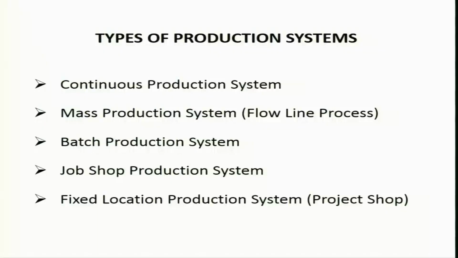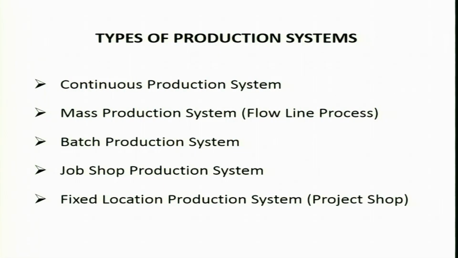Then we also studied that a system consists of inputs, transformation process and output, and there is a feedback loop also in the form of measuring the productivity, measuring the efficiency, measuring the effectiveness and measuring the competitiveness of the system. Now, in this second lecture, we will study the different types of production systems.